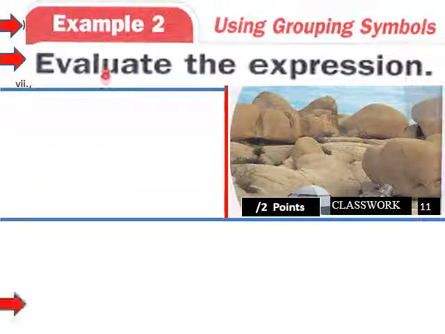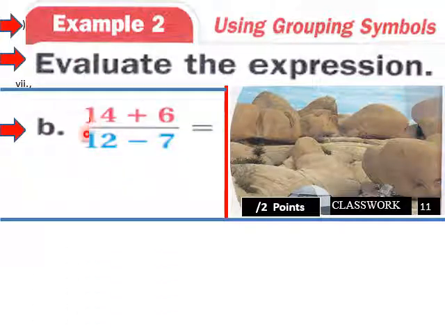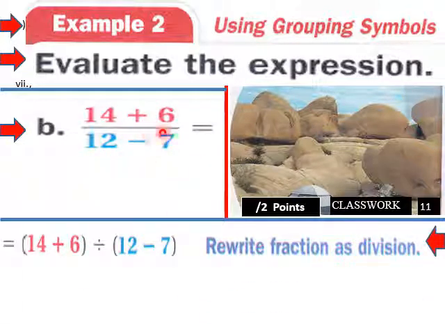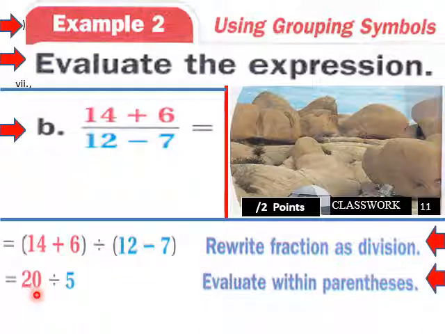Okay, let's try another one. For B here, we have 14 plus 6 over 12 minus 7. Our grouping symbol will be our fraction bar. So it'll be 14 plus 6 divided by 12 minus 7. We write the fraction as division. So we add our numerator and divide it by our total amount in our denominator. It'll be 20 divided by 5, which would be 4. So that would be how you would do something with a fraction.